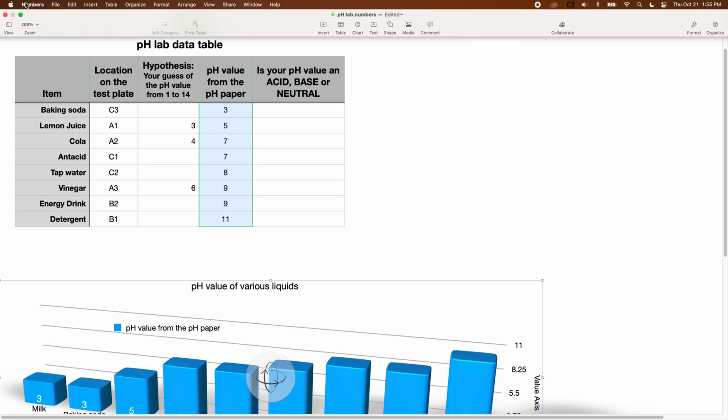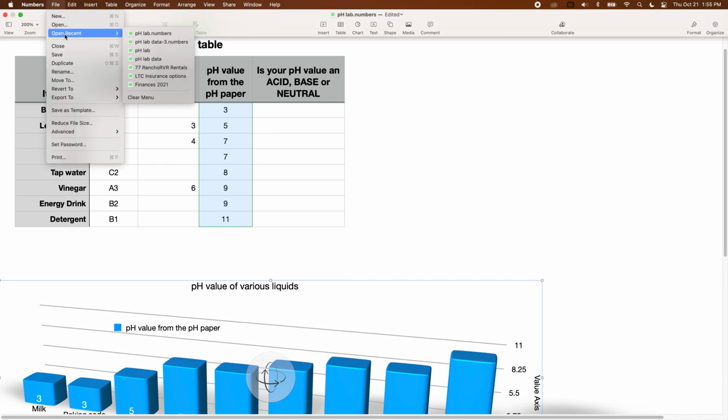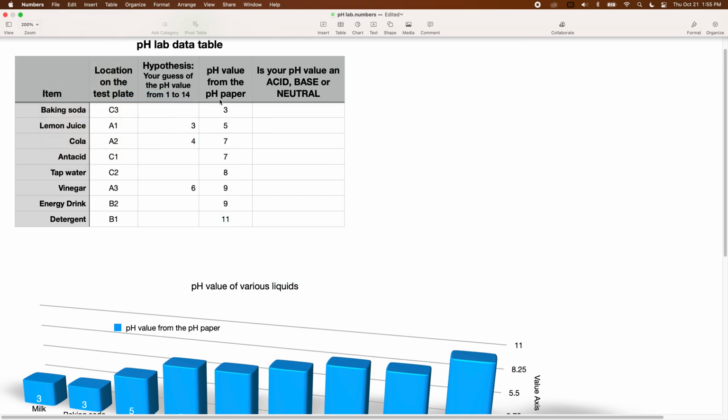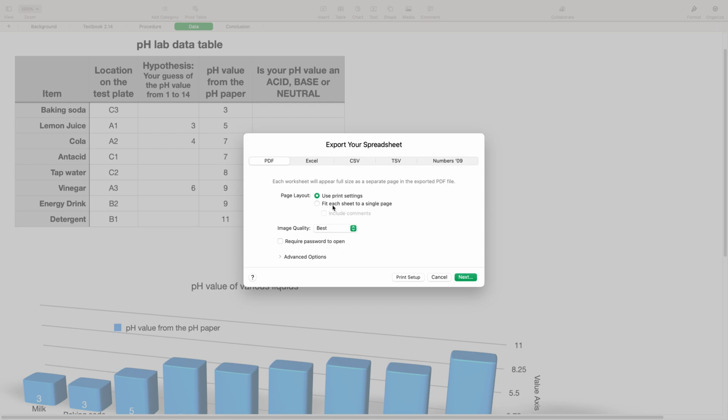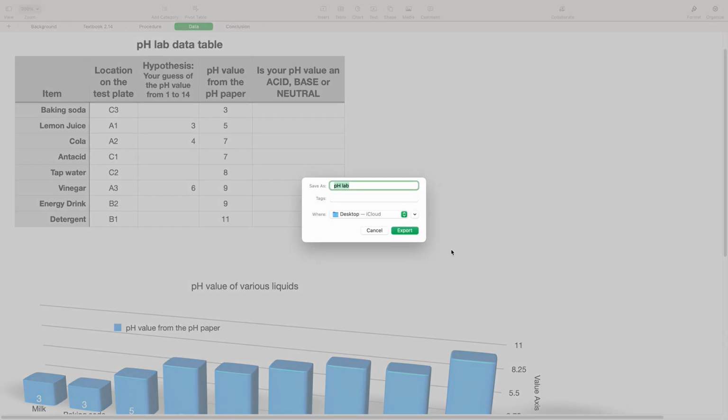Then when you're ready to export this, you are going to hit the 3 dots and you are going to export this as a PDF file when you're all done. And you are exporting it using fit each sheet to a single page. And you can, on your iPad, send it right over to Notability if you'd like to take a look at it. But do all your work here in Numbers app. Don't worry about doing anything over at Notability. You're just using Notability if you need to because you like to turn in work through Notability using the Canvas app.